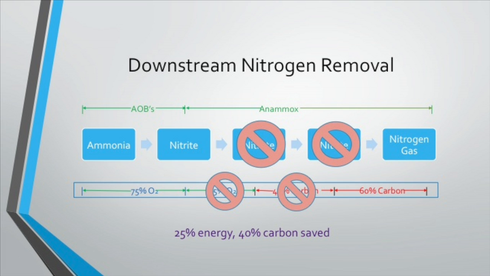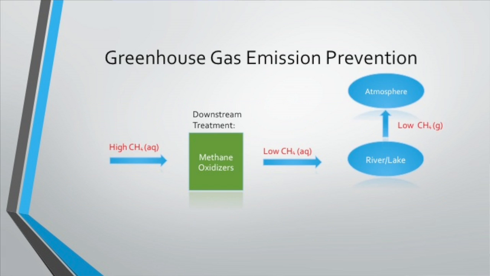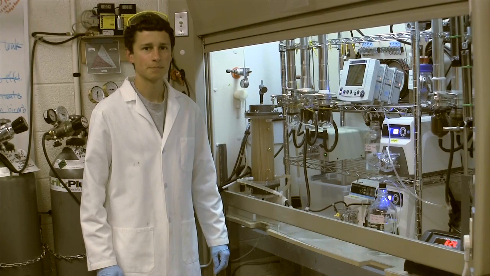This means that less carbon is needed for the nutrient removal reactions, and therefore more carbon can be converted to methane by the AnMBR. Additionally, dissolved methane that reaches the downstream system is removed by methane oxidizing bacteria, therefore minimizing potential contributions to greenhouse gas emissions after discharge into local waterways. Now that all the details are out of the way, let's take a look at the reactors.